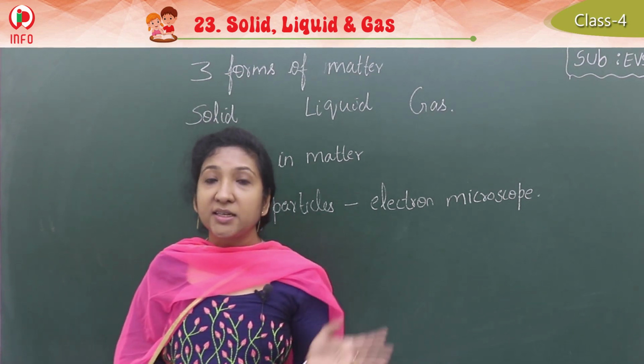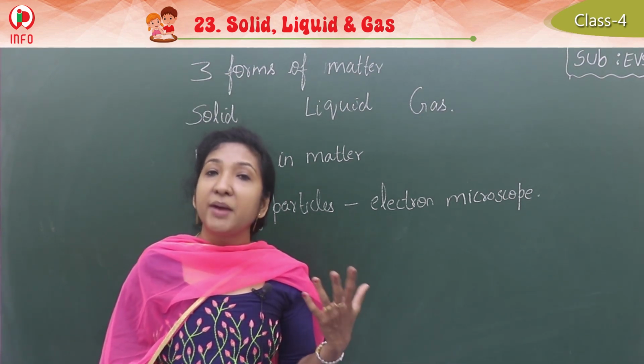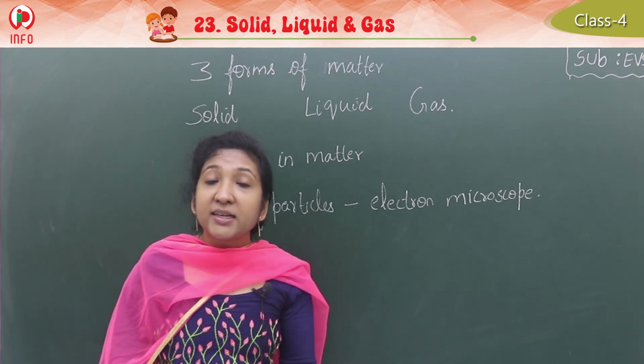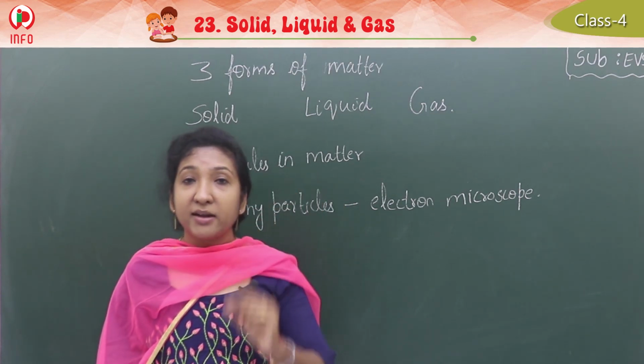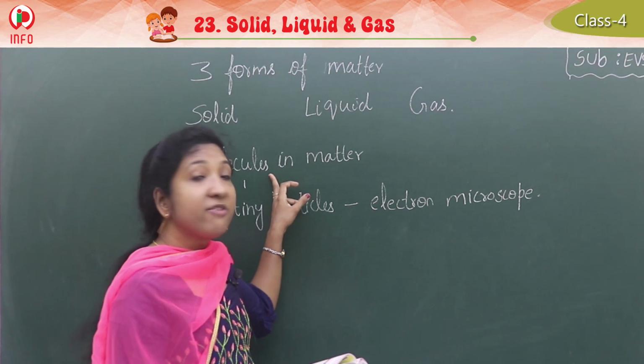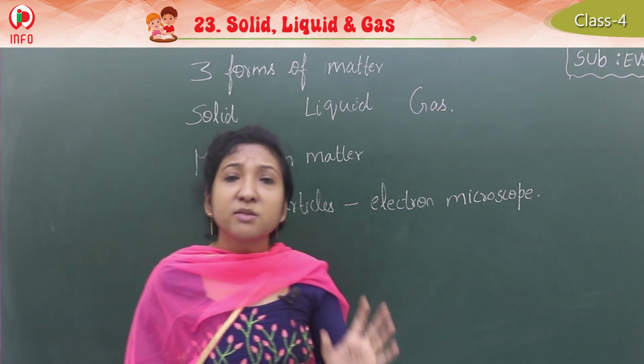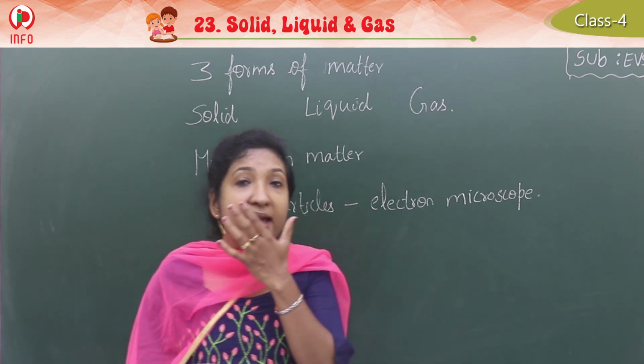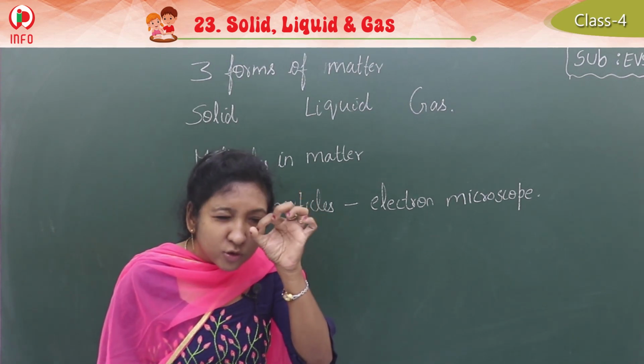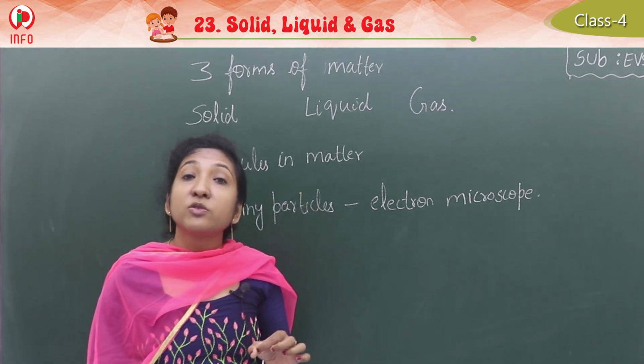So all the things around us are made up of matter, and this matter is made up of small particles. They are molecules. We cannot see molecules because they are so small. We cannot see with our eyes. If we want to see, we have to look through an electron microscope.